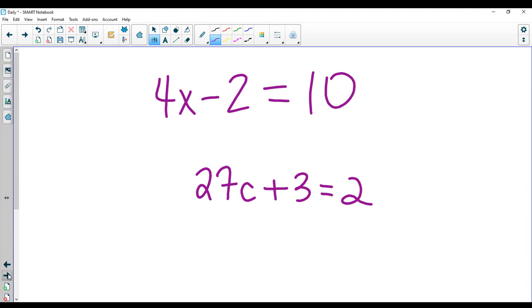What would be the constant? The constant is the number all by itself. It would be 3. What's the variable? The c. And which one's the coefficient?